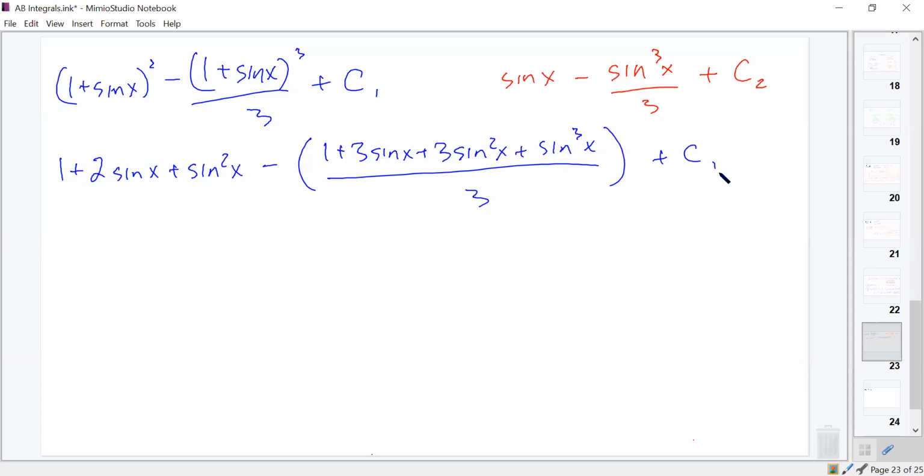And now, like terms, we've got 1 minus a third, right? 1 minus 1/3 is 2/3. We got a 2 sine x minus a 3 sine x over 3. So that's 2 sine x minus sine x. We got a sine squared x minus a 3 sine squared x over 3, so sine squared minus sine squared cancels. And then we just have the minus sine cubed x over 3 plus that constant. And so we should note, it's a plus sine x there. 2 sine x minus sine x is positive sine x.